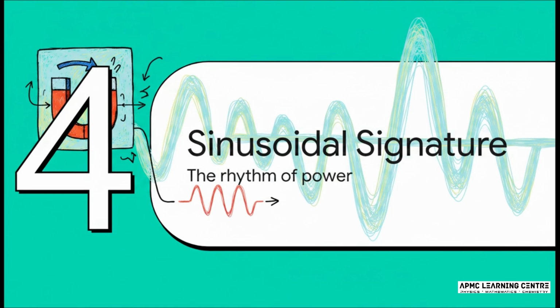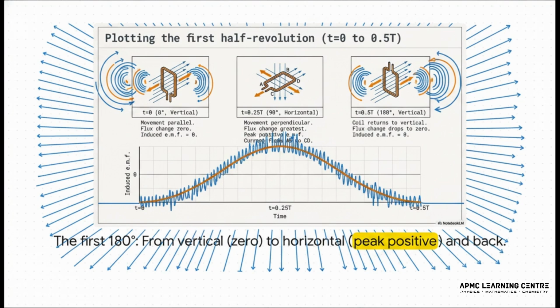All right, now that we've got all the pieces of the puzzle, we can finally connect the physical rotation of the coil directly to its electrical output, and what we get is one of the most famous and beautiful shapes in all of science. So let's follow the first half of this journey.